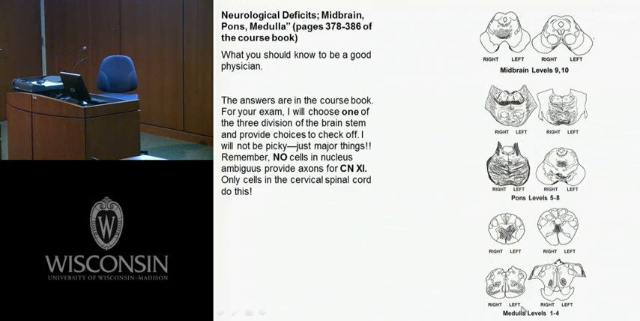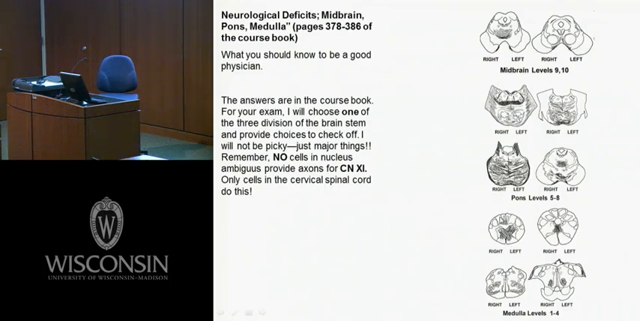Well, medulla levels 1 to 4. Here's medulla levels 1 to 4. Pons here, right? And these are midbrain. So I'm going to either put this up, these 2, these 4, or these 4. And then I'm going to give you a list of symptoms that you could get if you had a unilateral lesion. Now, when I say a unilateral lesion, I say one side.